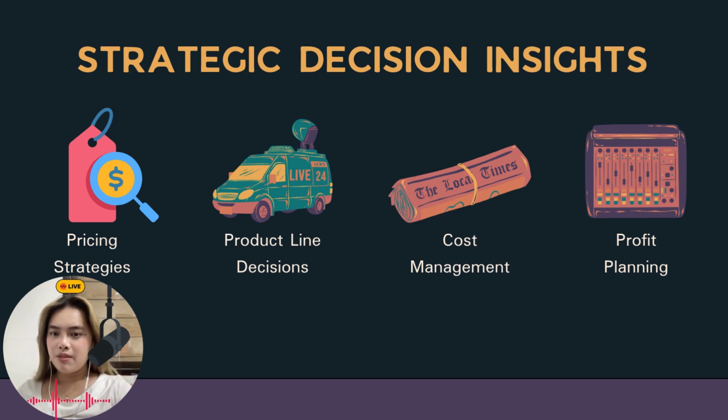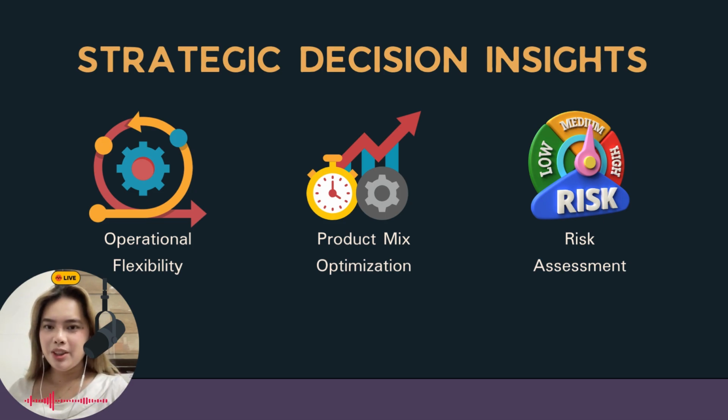Fourth, profit planning. CVP facilitates scenario analysis, evaluating how changes in sales volumes, prices, or costs affect profits, thus supporting long-term strategic planning. Fifth, operational flexibility. Recognizing the contribution per unit and contribution margin ratio helps in optimizing resource allocation, such as maximizing contribution from limited capacity or scarce resources.